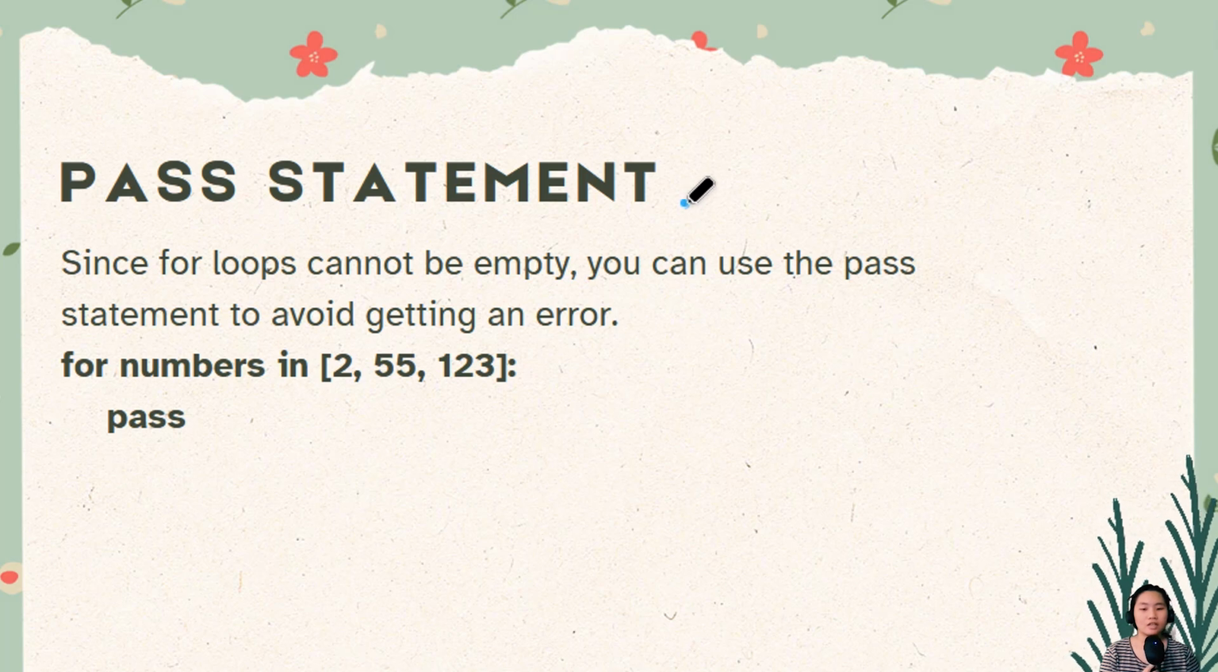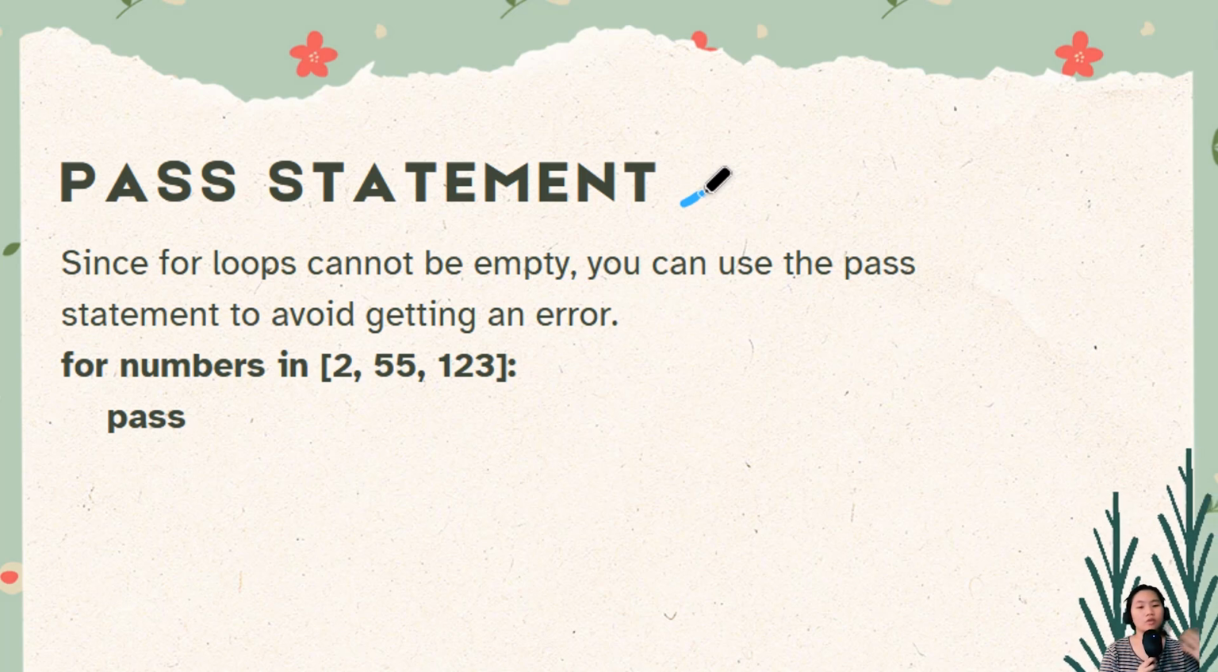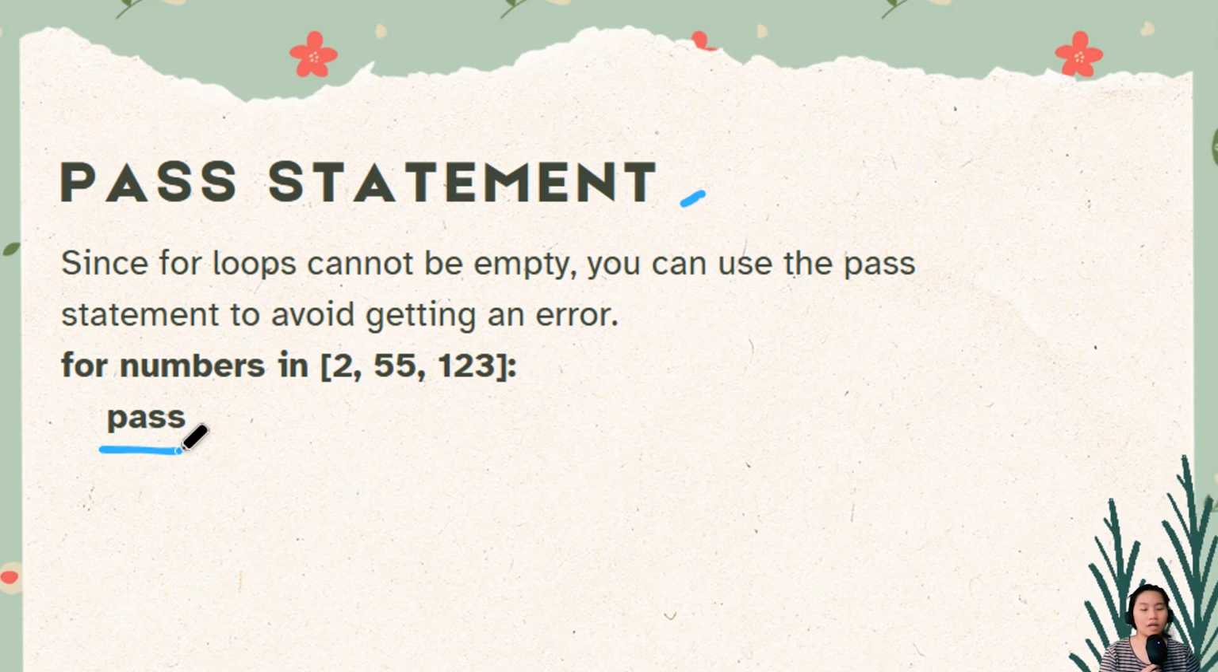Now lastly, we have the pass statement. Since for loops cannot be empty, you can use the pass statement to avoid getting an error. If you don't put in the pass statement, you will get what? An error. Okay, and it's just very simple. Just put in a pass over here in cases that you don't want to add anything to for loops, right?